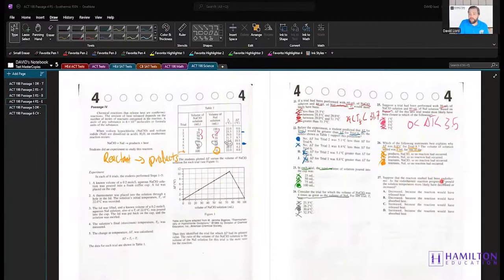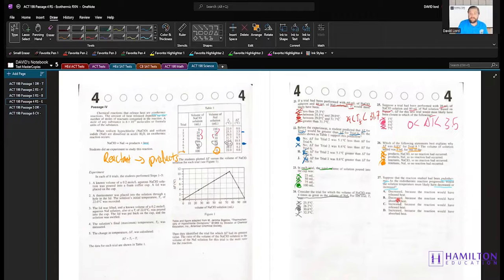Question number 27. Suppose the reaction study had been endothermic. As the endothermic reaction progressed, would the solution temperature most likely have decreased or increased? So an endothermic reaction is when heat is absorbed. In this reaction that we studied today, it was an exothermic reaction because heat was released. So it's a good outside knowledge fact to know, as well as a good thing to know for your chemistry class. So going back to this, if it's an endothermic reaction, the temperature should have decreased because you'd be absorbing the heat from the surroundings.